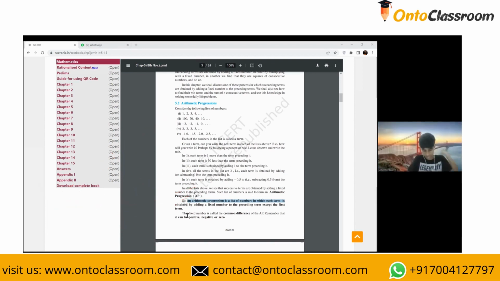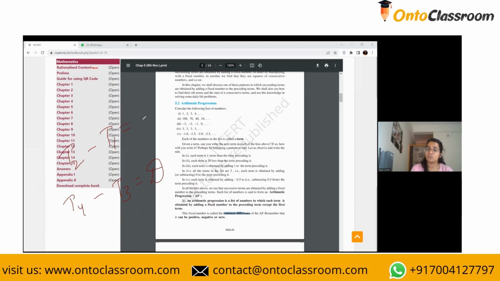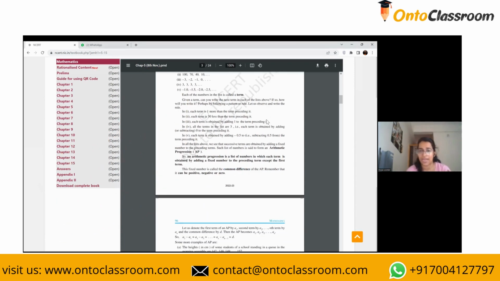Good. So now the fixed number is called the common difference. For example, T4 minus T3 is D, and T2 minus T1 also should be D. The difference should never change. It should be common difference. But it can be positive, negative, or 0 also. It is not saying that the difference should be only positive or only negative.